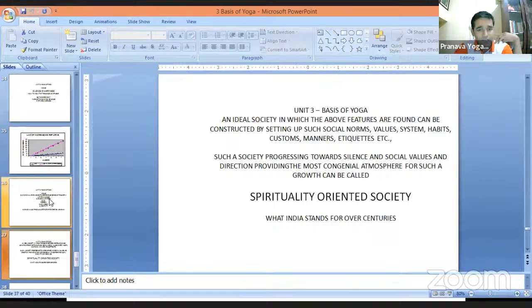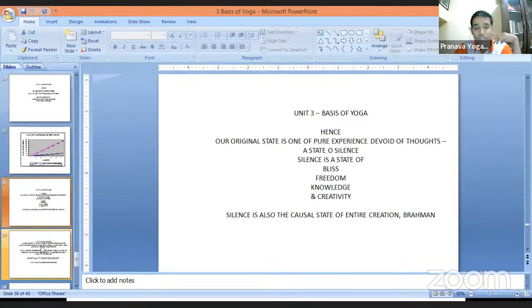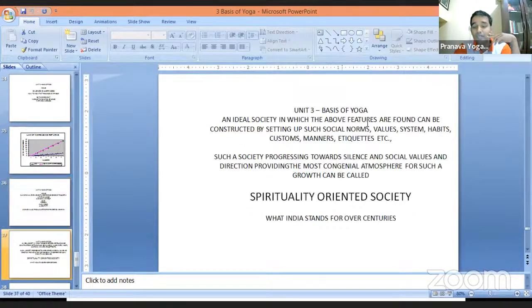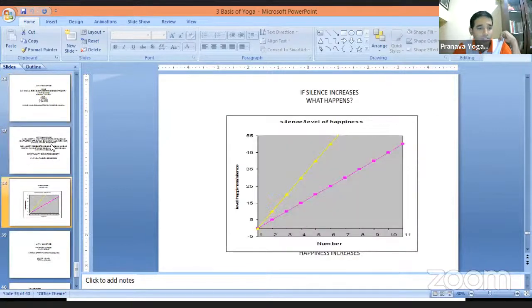An ideal society in which all the features, that is bliss, freedom, power, wisdom, can be constructed by setting up social norms, values, systems, habits, customs, manners, etiquettes, etc. Such a society progressing towards silence, with social values and direction providing the most congenial atmosphere for such growth, can be called a spiritually oriented society, what India stands for over centuries. There is some misalignment in the slides.